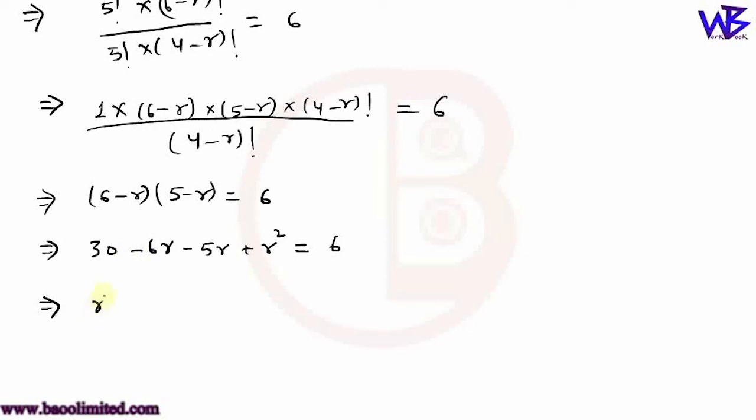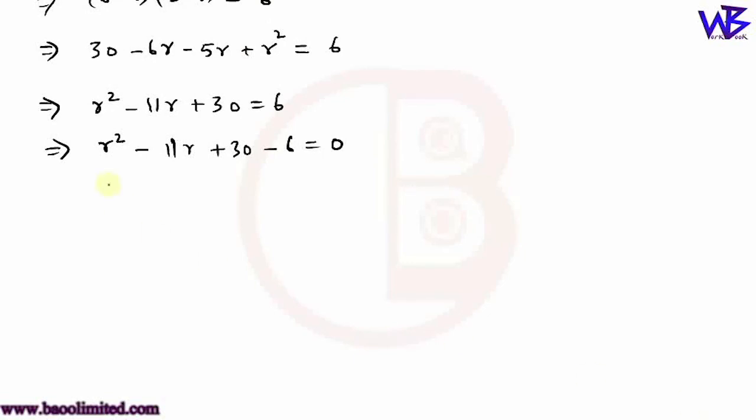On the LHS, we'll have r square. We'll add these two terms: minus 11r plus 30 is equal to 6. We'll bring this 6 also to the LHS. LHS becomes r square minus 11r plus 30 minus 6 is equal to 0. Solving it further, we get r square minus 11r plus 24 is equal to 0. Now this is a simple quadratic equation.